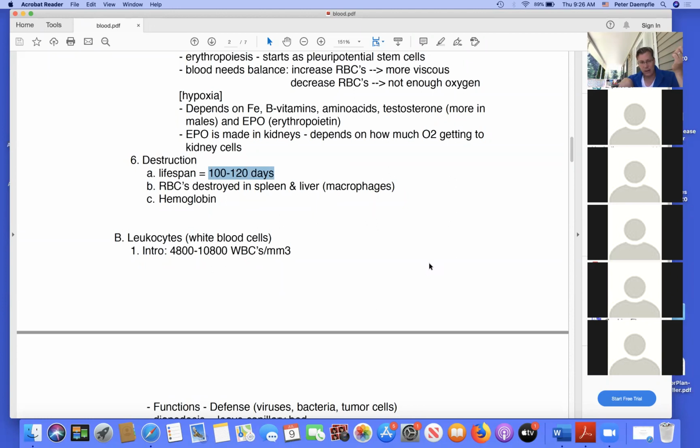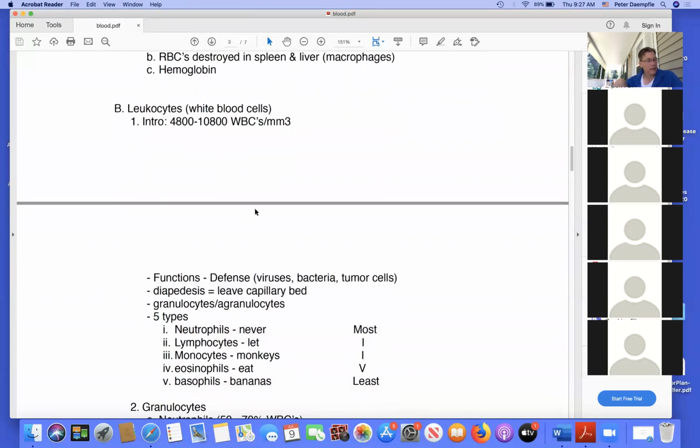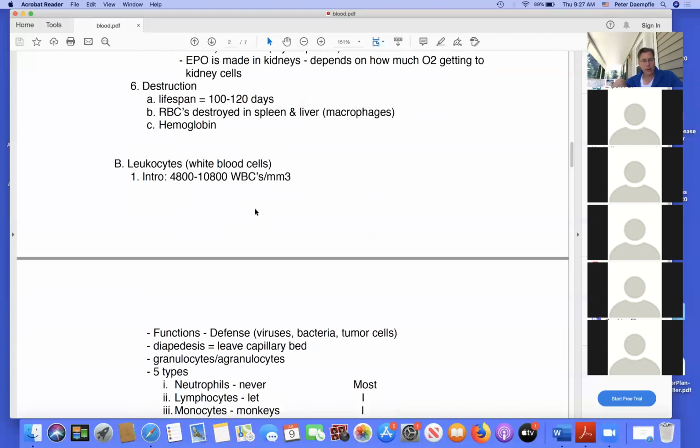4 months, that's it. 100 to 120 days, and the red blood cell will be destroyed, reprocessed by the spleen and the liver. Macrophages phagocytize them, and they are reprocessed in the liver, okay? And hemoglobin is regenerated and given out as bilirubin, all right? And that is how we process red blood cells.